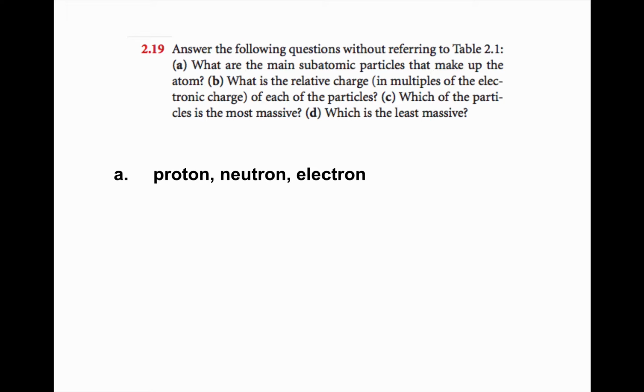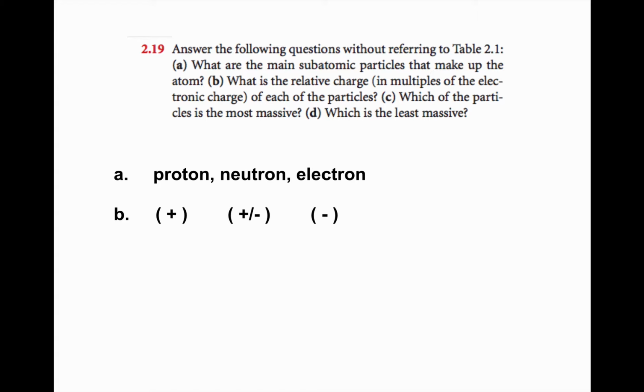B, what is the relative charge, in multiples of electronic charge, of each of the particles? A proton has a positive charge, a neutron has a neutral charge, and an electron has a negative charge. These positive and negative charges are equal and opposite in magnitude.